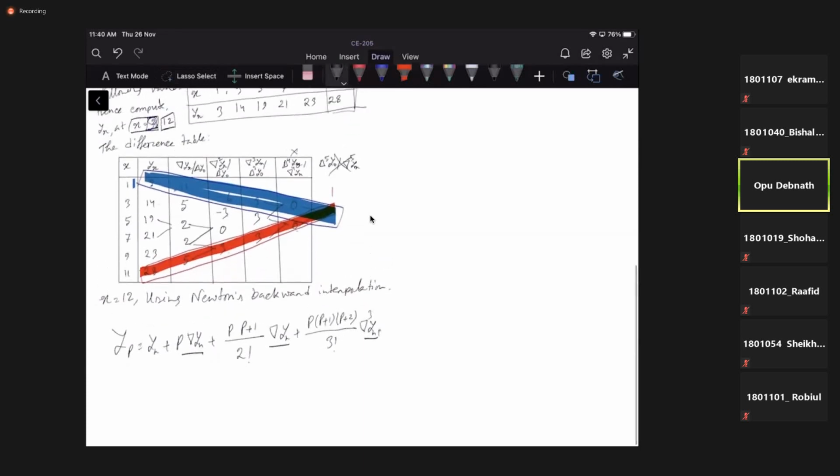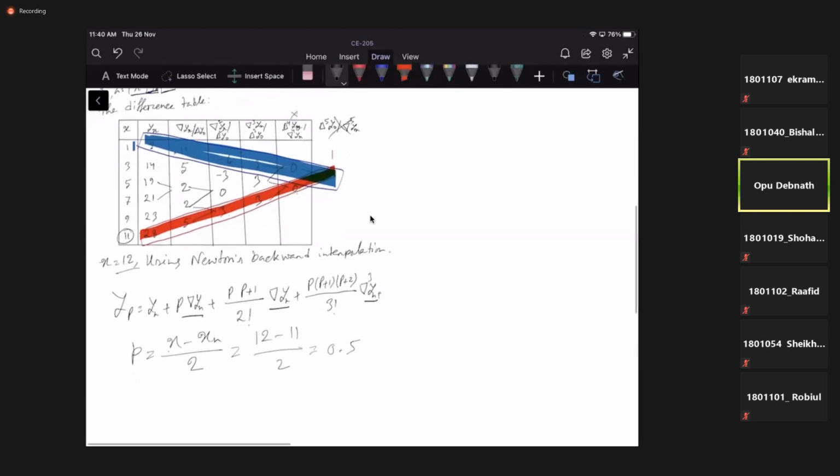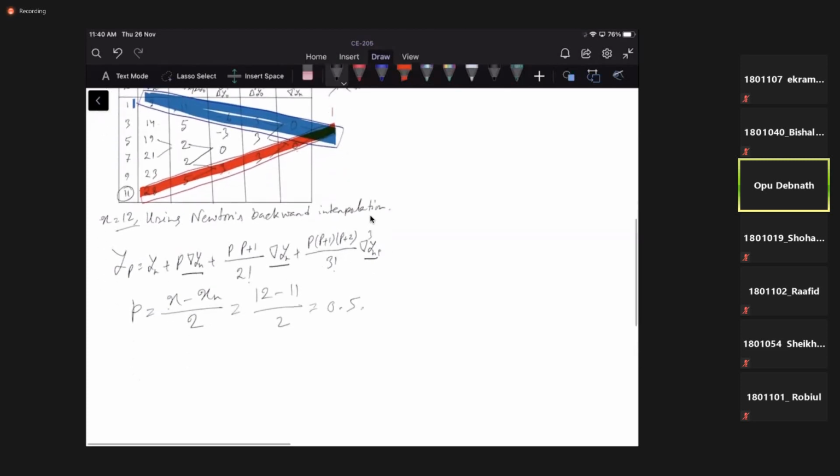so this is your formula, and here we need the value of p, and the value of p is equal to x minus xn divided by h, which is 2, okay. Here xn is equal to 11, so x is equal to 12, so 12 minus 11 by 2, this will give you p is equal to 0.5. Clear?